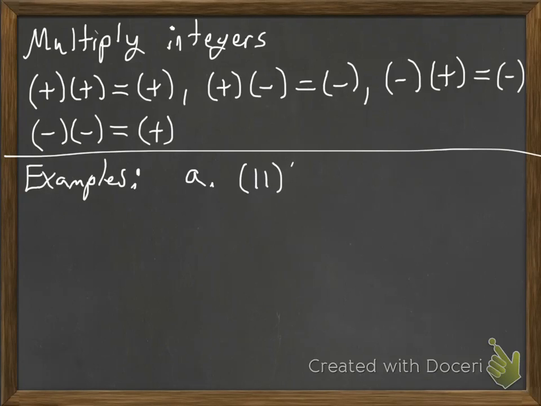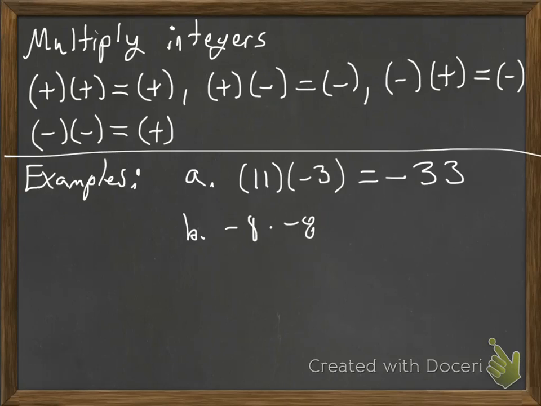So let's say I want to do 11 times negative 3. That is a positive number. So we have a positive times a negative, it's going to give you a negative. And 11 times 3 is 33, and then we just put on that negative sign.